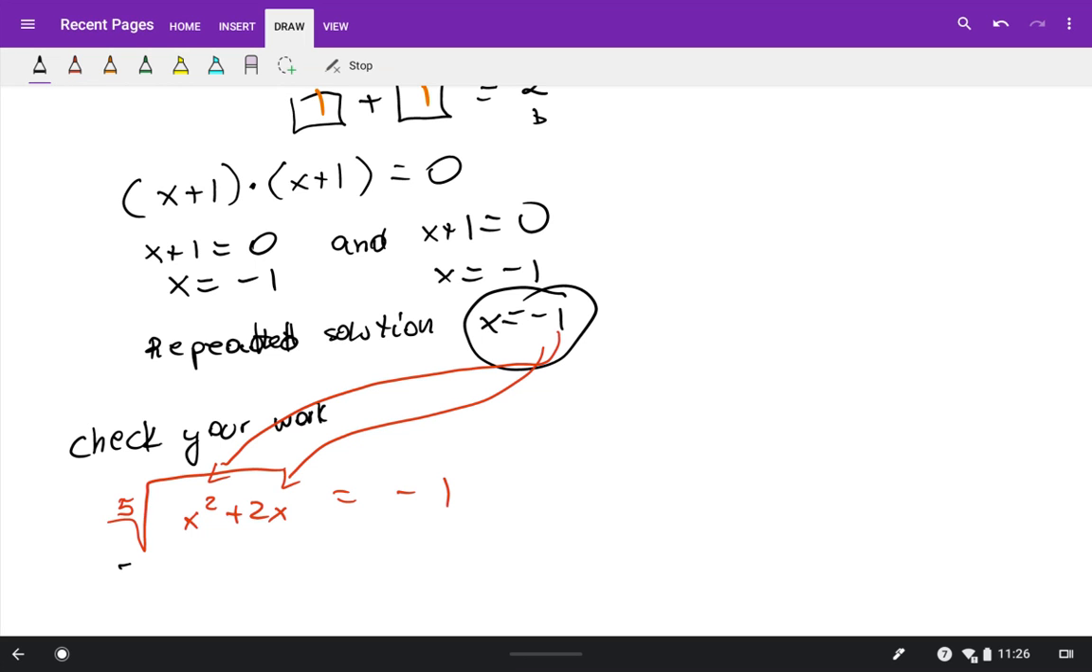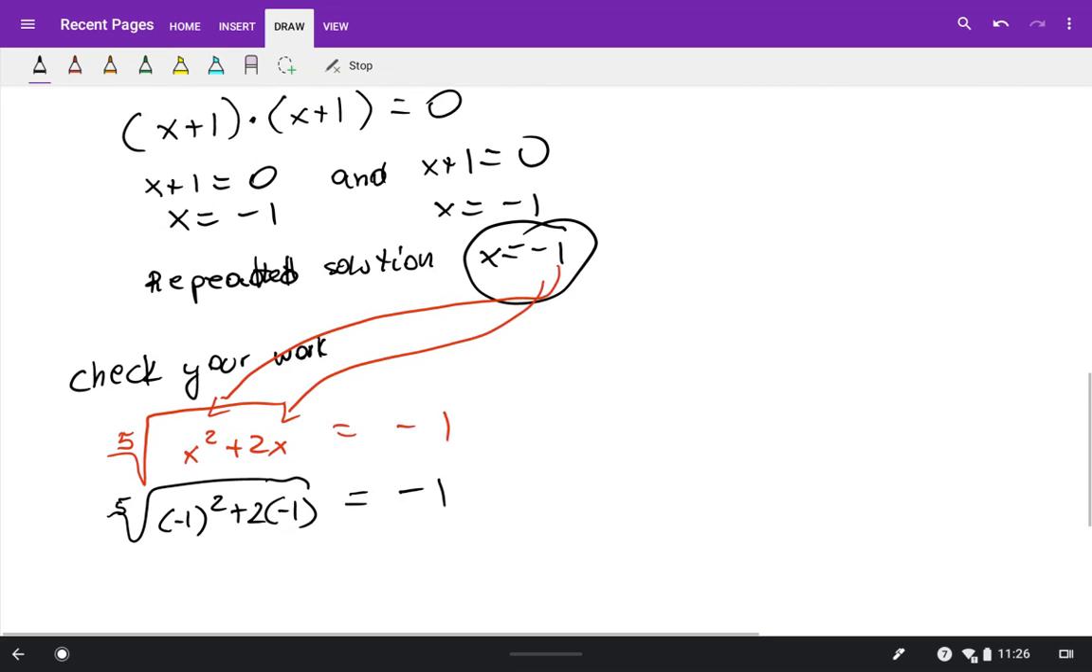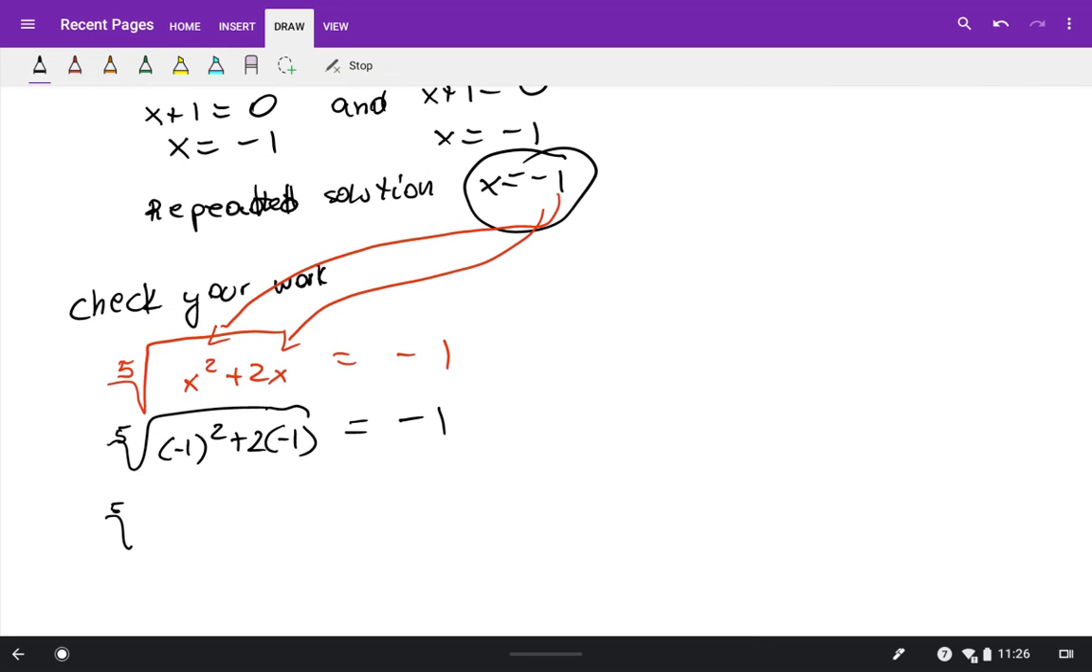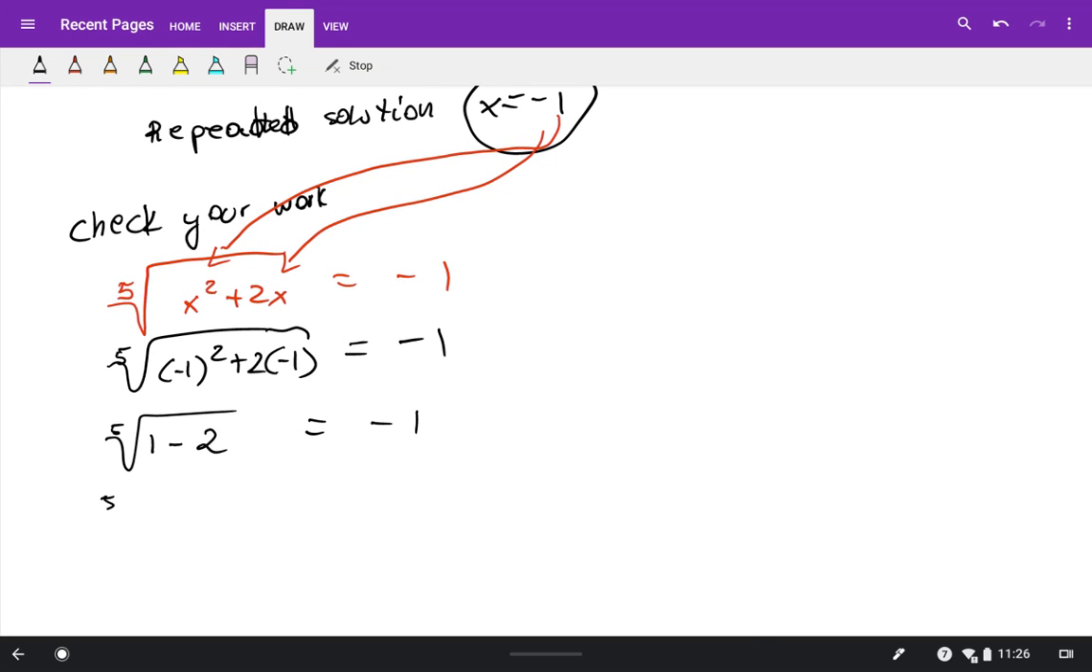So that will give you fifth root of negative 1 to a second power plus 2 times negative 1 equal negative 1. So let's see if this is true. So fifth root of 1 minus 2 supposed to be equal negative 1. So we end up with the fifth root of negative 1, which is equal negative 1. And fifth root of negative 1 is definitely negative 1.